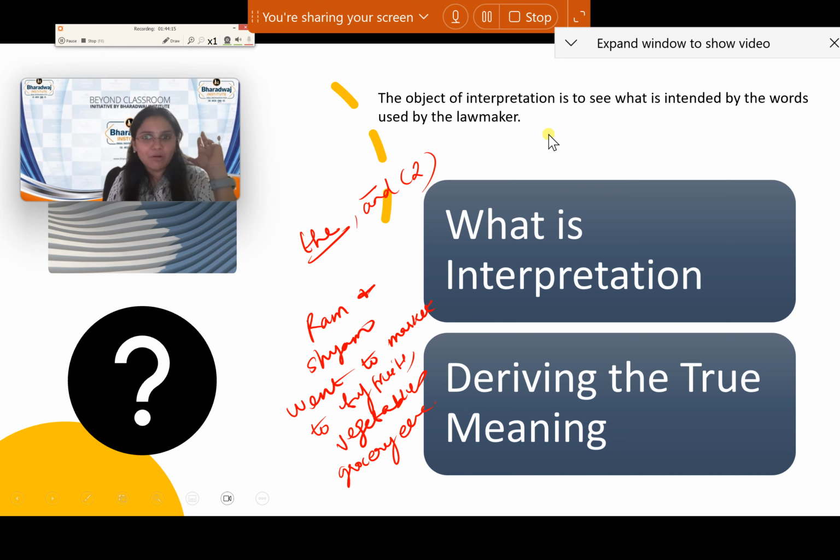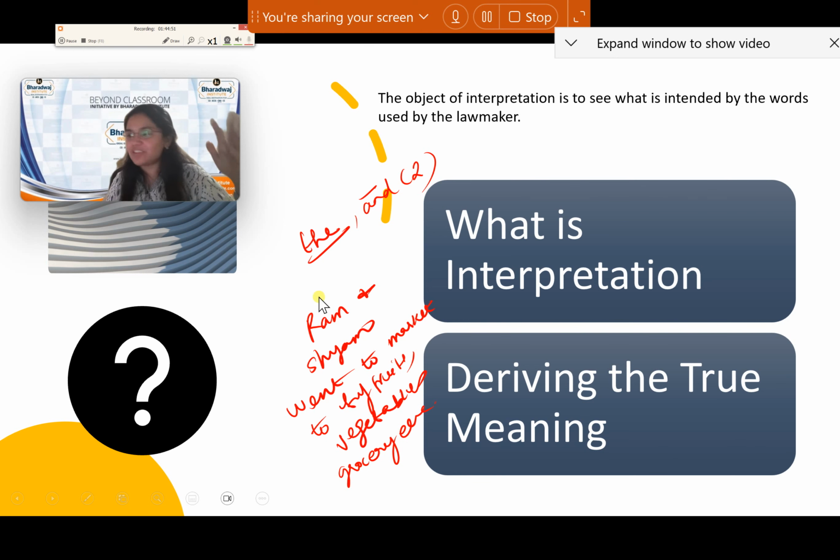Clear? அதுதான் அவன் கொடுத்திருக்கான். Object of interpretation is to see what is intended by the words used by the lawmaker. அங்க என்ன இருக்கோ அதை தான் நம்ம interpret பண்றோம். You cannot add words. You cannot deduce the words. You cannot add any masala to the legislation that you are learning. And legislation has to be learned in the manner it is existing. That art is called as interpretation. Deriving the true meaning of the legislation. This is a very natural tendency, right? நம்ம படிக்கும்போது நம்மளே இமேஜின் பண்ணிடுறோம் நிறைய விஷயத்தை. That imagination நீ ஸ்டாப் பண்ணணும். That's about interpretation of statutes.